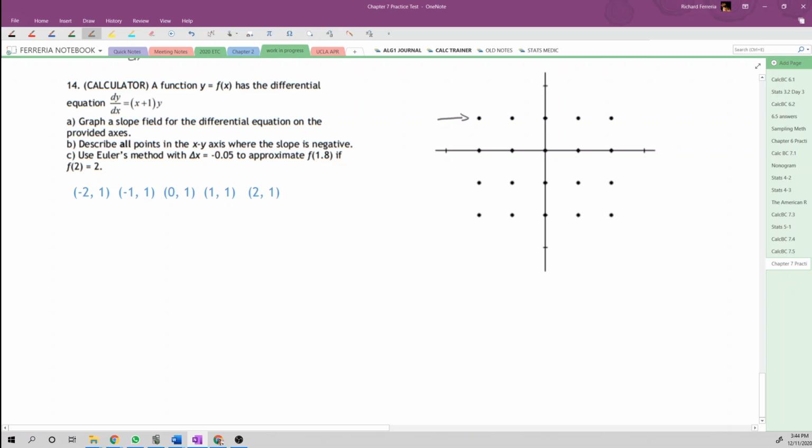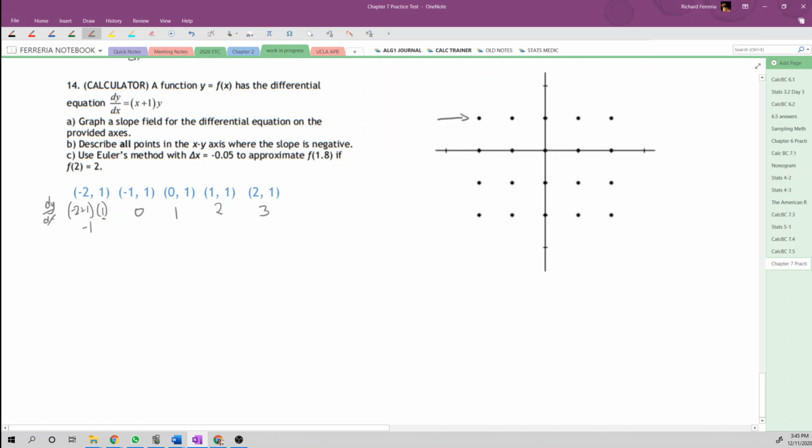So for example, over here for (-2, 1), our slope dy/dx is going to be (-2 + 1) multiplied by 1. And all the way across the row, we're just going to be multiplying by this 1 because our y-coordinate is 1 for all of them. So if we're multiplying by 1, that means the slope is going to be the same thing as the x-coordinate plus 1. So the x-coordinate plus 1 here is -1. The x-coordinate plus 1 here is 0. The x-coordinate plus 1 is 1, 2, and 3.